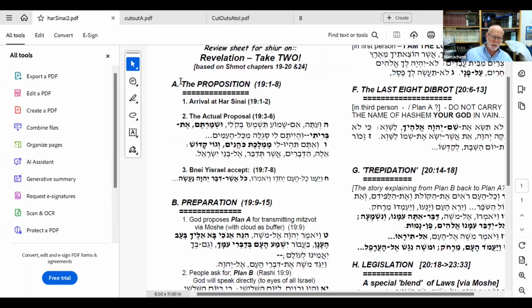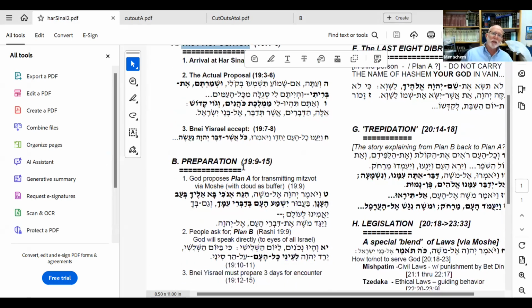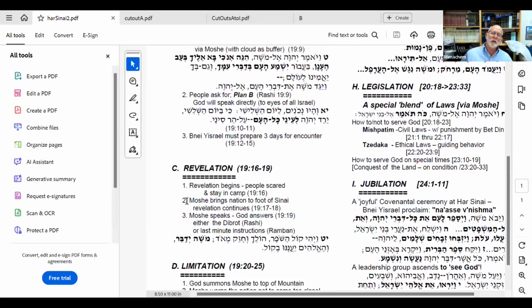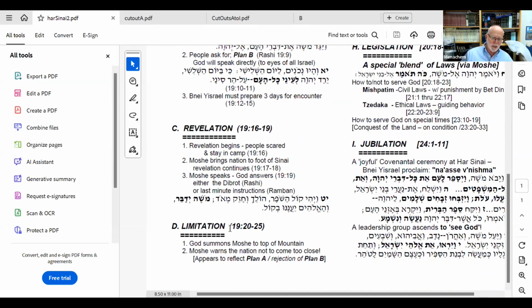The first 8 psukim are the proposition, where the people were asked, do you want to be a nation? Then we have psukim 9 through 15, preparation for the big day, 3 days of preparation, followed by that one pasuk of Revelation, according to Rashi, the Kol Shofar. Ramban will give a different explanation to this pasuk. And then we didn't do D yet. I'm saving D for later. You'll see why, because it makes it really confusing.